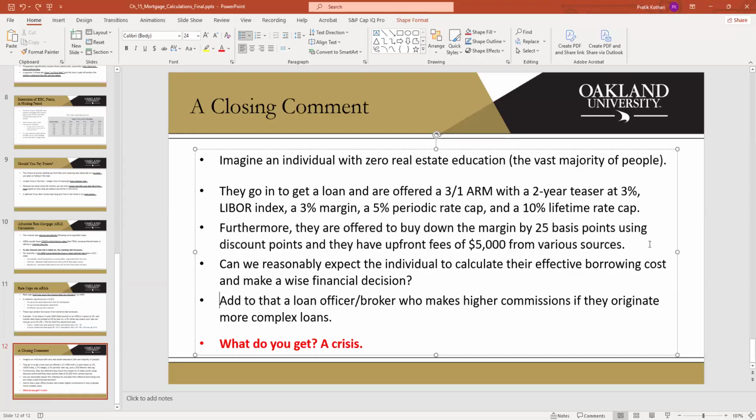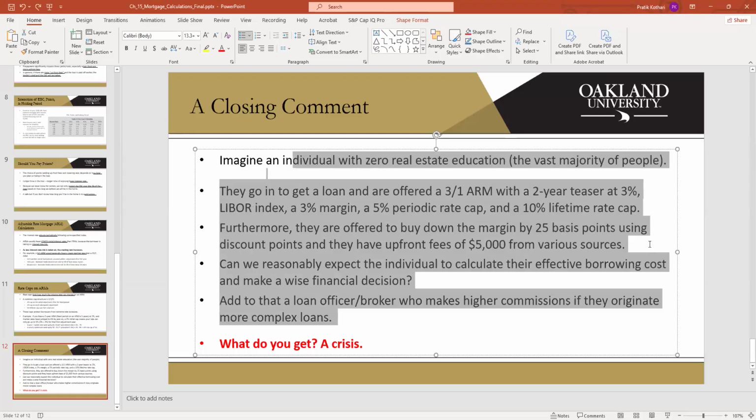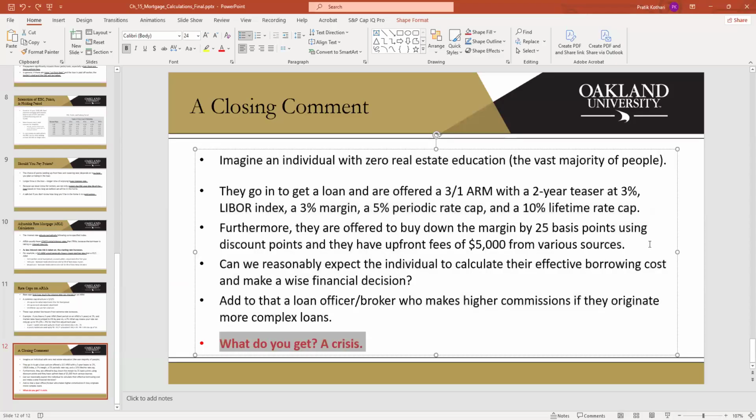Now, add to this a loan officer or a broker who essentially makes commissions if they originate more complex loans. So, on simple loans, they might make 1% commission. On complex loans, they might make 1.5% commission. Obviously, they're going to try to push these more complex loans. When you put all this together with zero real estate education, what you get is the financial crisis that happened in 2008, essentially. Okay.